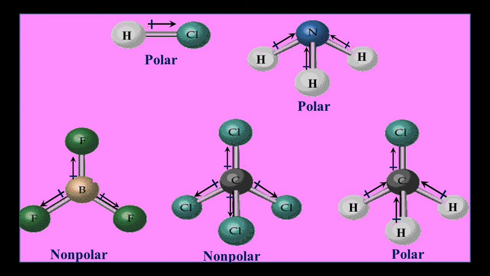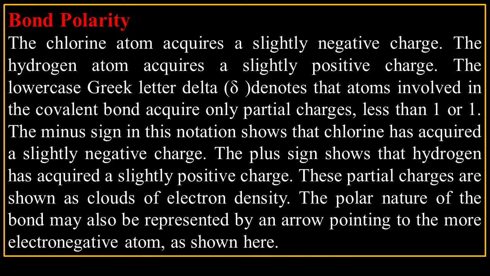So ammonia would be polar, and boron trifluoride is nonpolar, and carbon tetrachloride is nonpolar. The chlorinated carbon, where you have chlorine on one side and then the three hydrogens, would be polar because you have an unbalanced dipole that's running vertically there, as you can see.